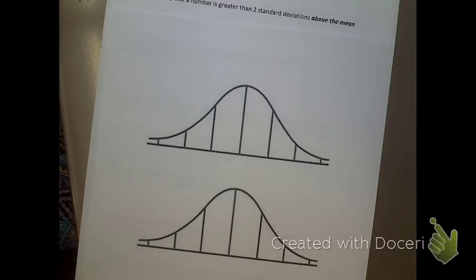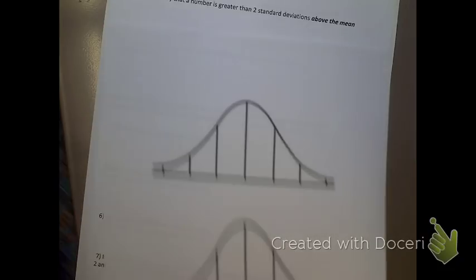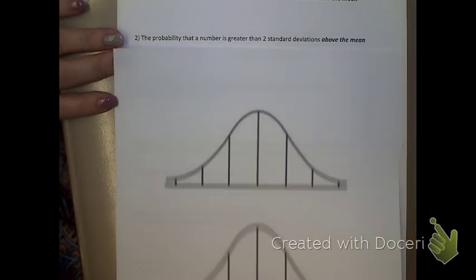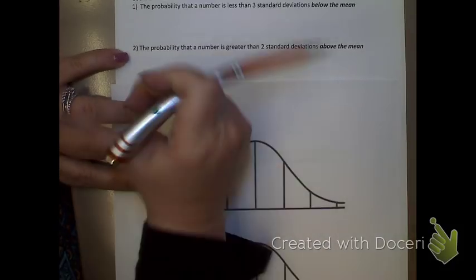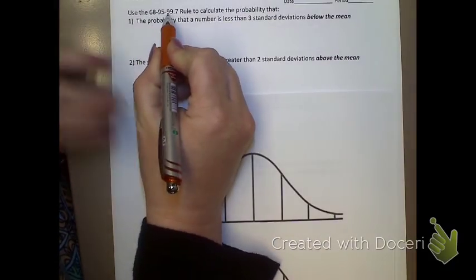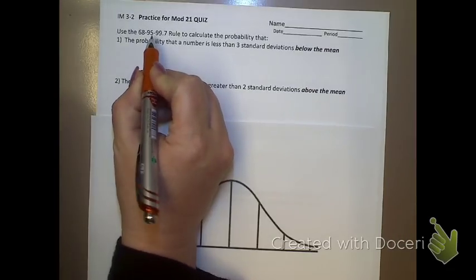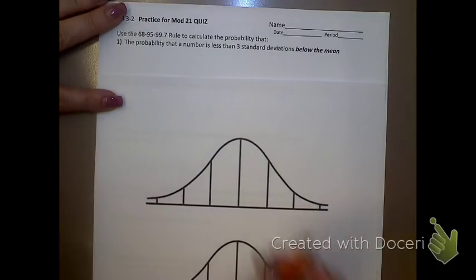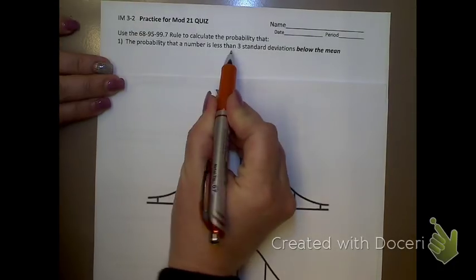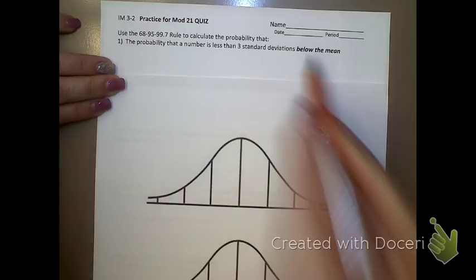All right, so here we go with the review for the quiz tomorrow. I printed myself out some bell curves here so I can start talking about them. Use the 68, 95, 99.7 rule to calculate some probability. So, I need to calculate some probability that a number is less than 3 standard deviations below the mean.